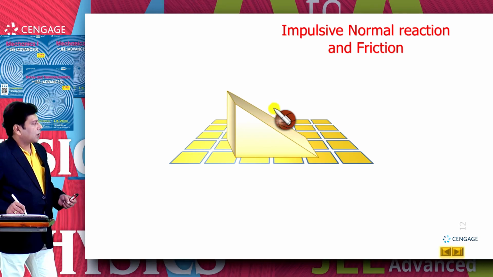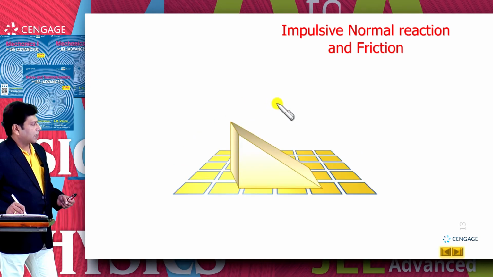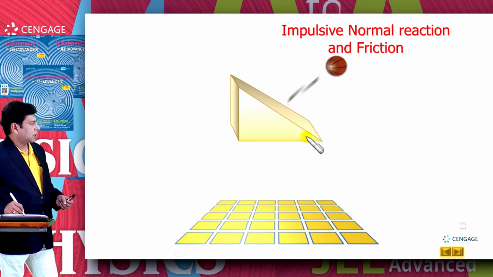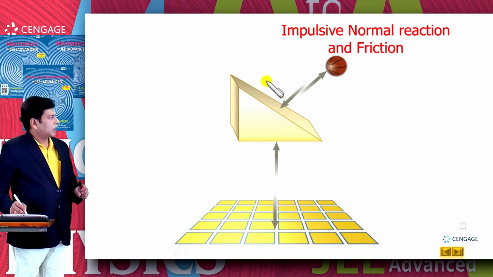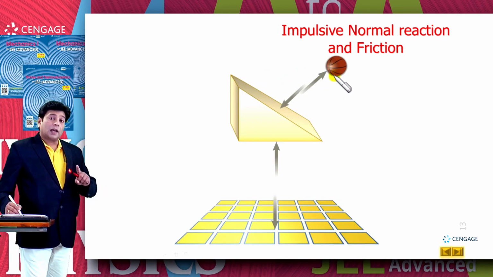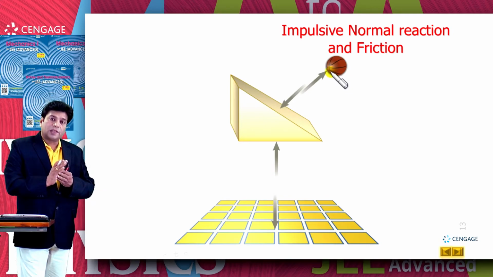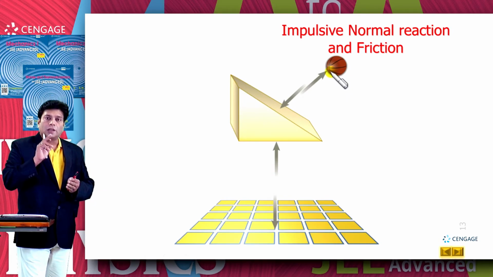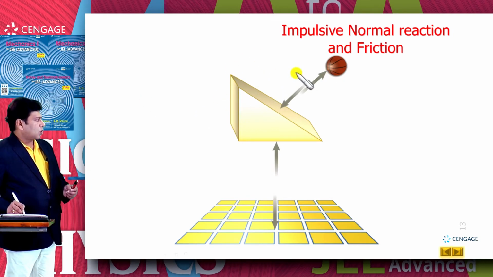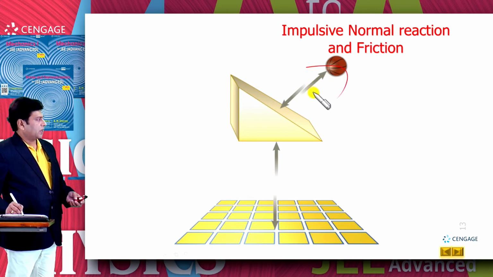So let us draw the normal reaction again. Here, the bottom surface, and between the ball and wedge. Collision occurs at this surface, and at the colliding surface where collision occurs, the normal reaction is always impulsive in nature. So this normal reaction you can say is impulsive in nature.